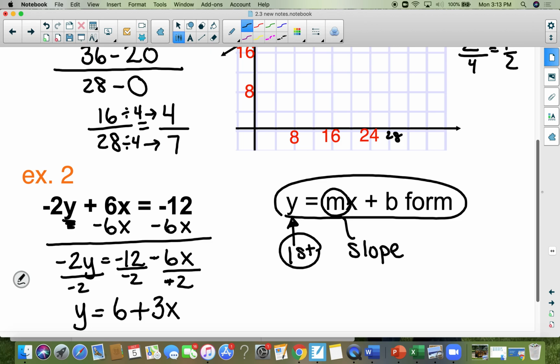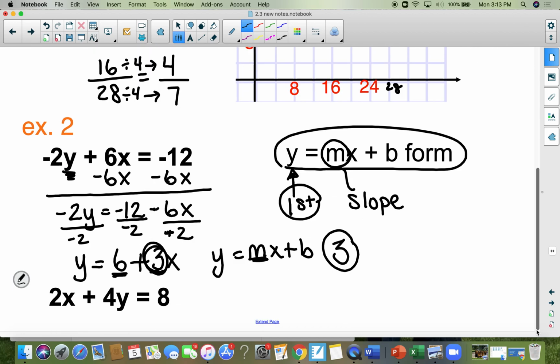Okay, the form is y equals mx plus b. So the b is the number alone, that's the 6. The m is the number in front of the x. So the slope in example number 2 is 3. It's the number in front of x. So that's what you're trying to find in the third part.